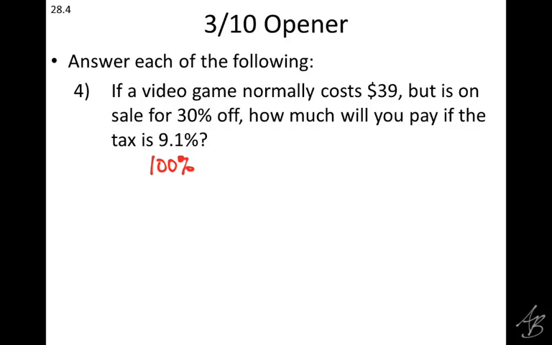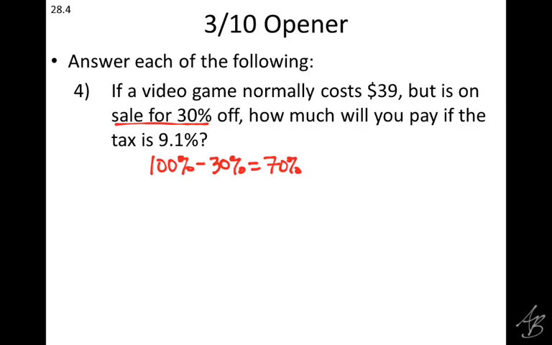So the first multiplier we get, we're going to do the sale, the 30% sale. So what are we going to do for that one? Subtract 30%, and that gives us 70%. These are all percent, so you should have percent symbols on there.